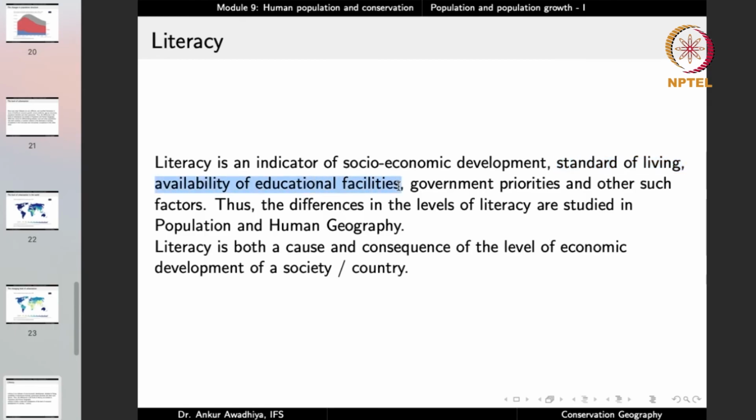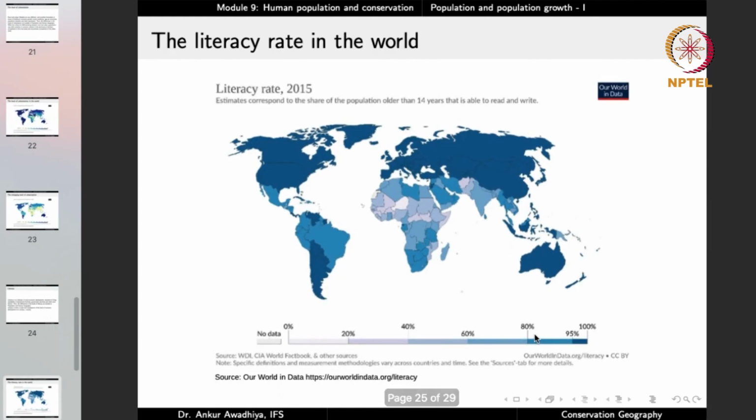Availability of educational facilities. You cannot have literacy if you do not have schools or other modes of imparting literacy. So it is also an indicator of the availability of educational facilities. It is an indicator of government priorities. What does the government want? And other such factors. And the levels of literacy are also studied in population and human geography. Literacy is both a cause and consequence of the level of economic development of a society or a country.